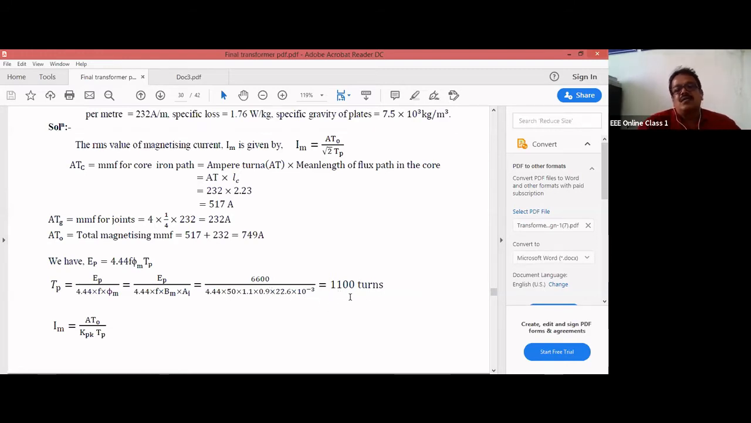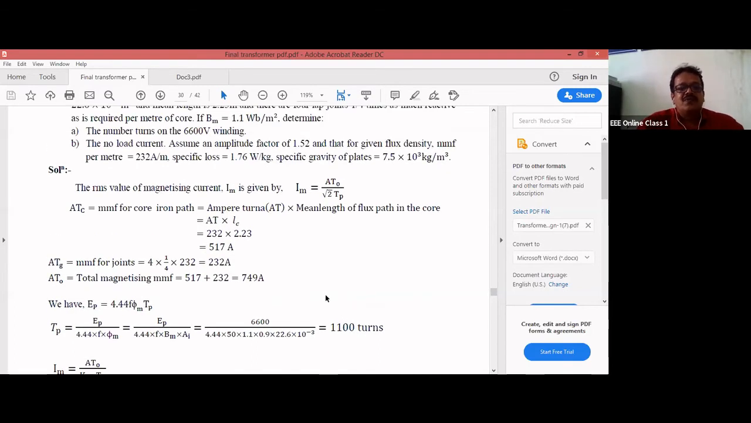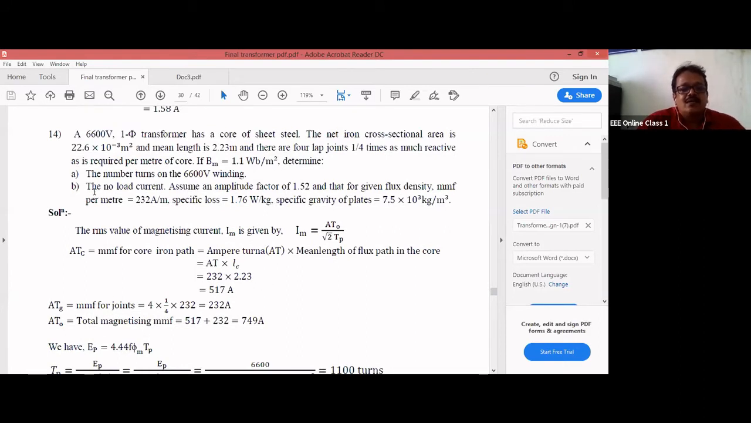So 22.6 into 10 power minus 3. What we got now is 1100 turns. There is no 0.9 here, since they directly gave AI. The answer is correct, but you remove this one. 1100 turns. So after calculating TP, next you calculate the no load current.